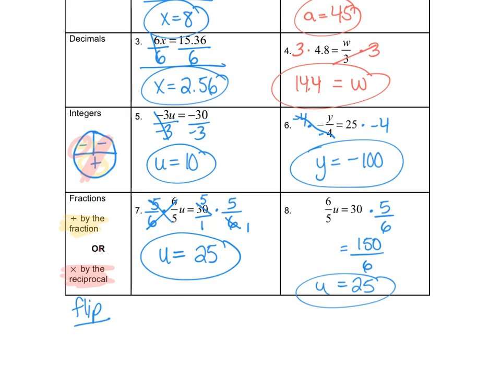So when in doubt, use a calculator for these, okay? If you're having trouble with the signs or with the fractions, just remember to multiply by the reciprocal when you have the fraction, and whatever's happened to the variable, you do the opposite.